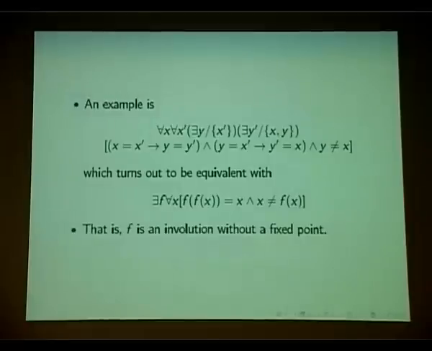Now, an example would be this sentence, which has 4 quantifiers, and which turns out, according to one of the interpretations that I'm going to quickly sketch below, to be interpreted with the function f, so that for all x, f of x equals x, and x is distinct from x. So sentences like this are not first order definable.